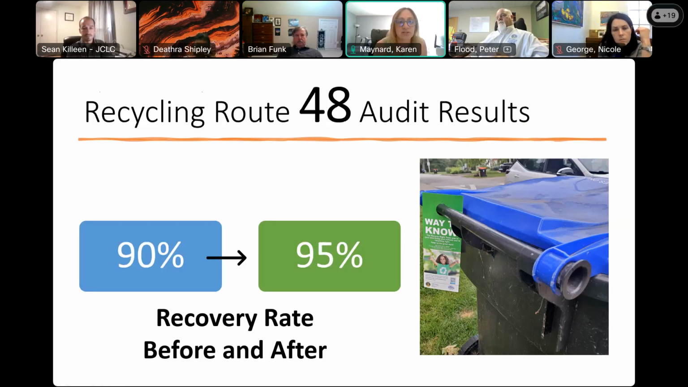And another route on the next slide was Route 48. And that one increased from 90% to 95%. So the good news is our recovery rates aren't terrible at the beginning, but I'm impressed by being able to still improve and get an even better result.